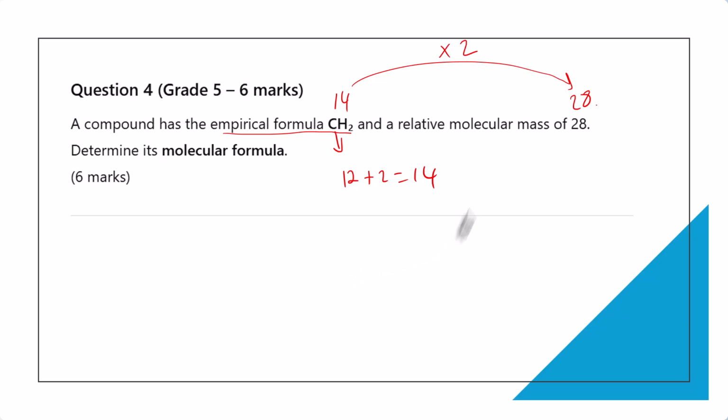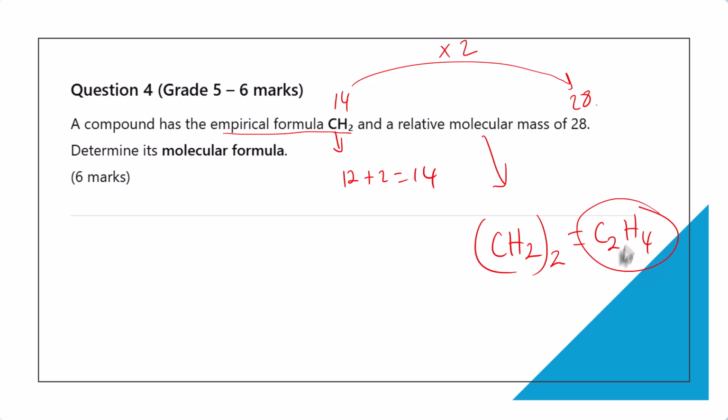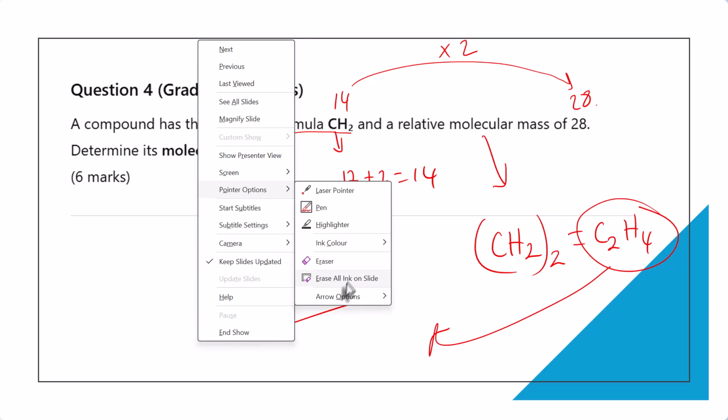That basically means that the molecular formula is going to be the empirical formula, CH2, doubled. We put the 2 here, and then we open the bracket. 2 times 1 carbon is 2, and then 2 times 2 hydrogens is 4. This is it. And if you've done hydrocarbons, this is the formula for ethene. Ethene has 2 carbons and 4 hydrogens. All right. Okay. Now we go to question 5.